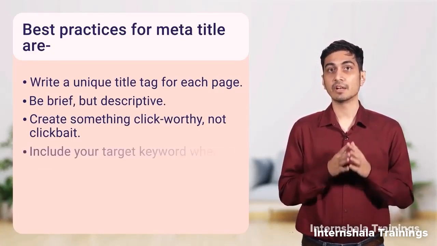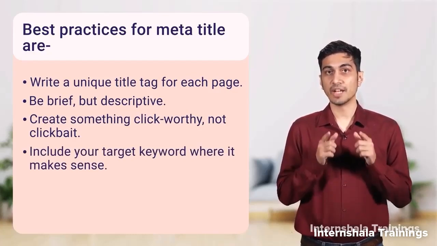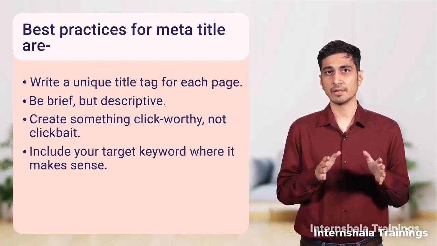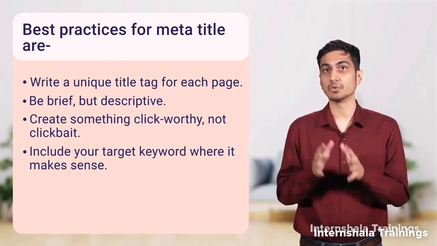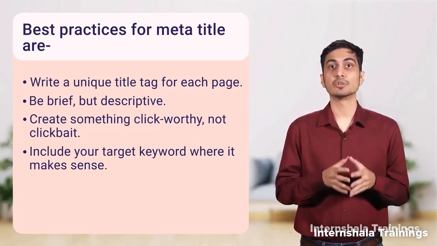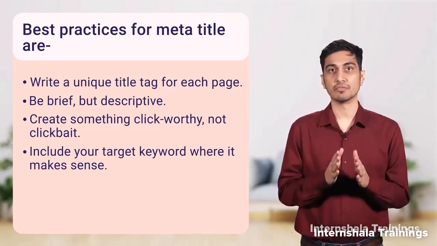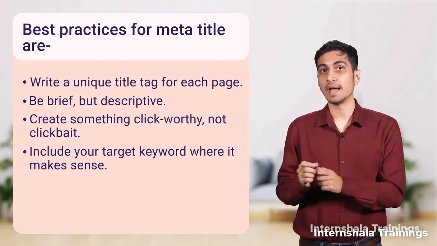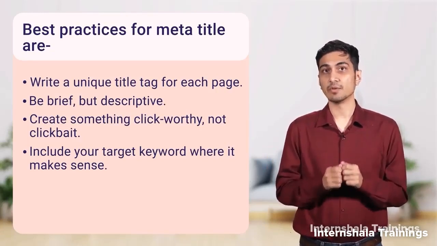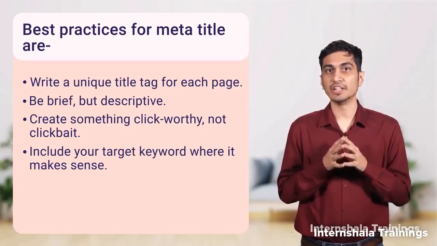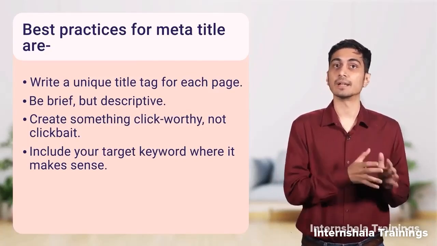The next point is include your target keyword where it makes sense. Remember, in the last topic, we had finalized different keywords for a website. Those are our target keywords, and title tag is one of the most important places to add them in. The target keyword should be added in the title so that Google understands that a particular web page provides relevant information for that particular keyword and shows it to the searchers. Usually, each page's title will contain one target keyword, and you can create different pages around your other target keywords and add them in their respective meta title.